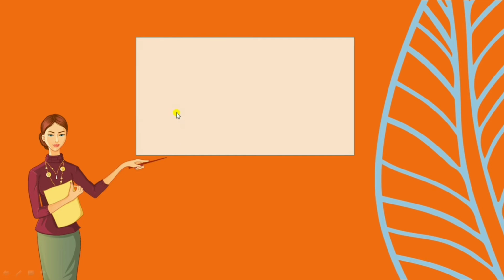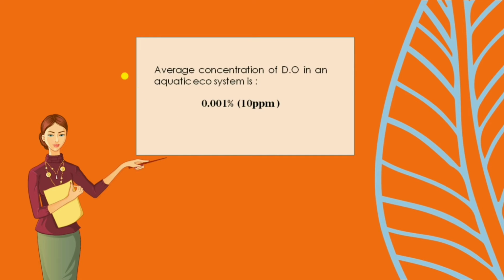And here is an important fact related to dissolved oxygen: the average concentration of dissolved oxygen in an aquatic ecosystem is 0.001 percentage, and in terms of parts per million it is almost equal to 10, which is very important. Please remember this.